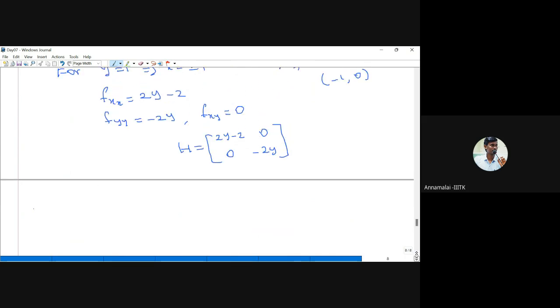So there are three critical points. First at 0, 0. At 0, 0, if we substitute x equal to 0, y equal to 0 in the Hessian, what is the determinant of h? It's nothing but the determinant of, if we substitute 0, we get minus 2, 0, 0, 0. It's nothing but determinant 0. Therefore, the test is inconclusive.